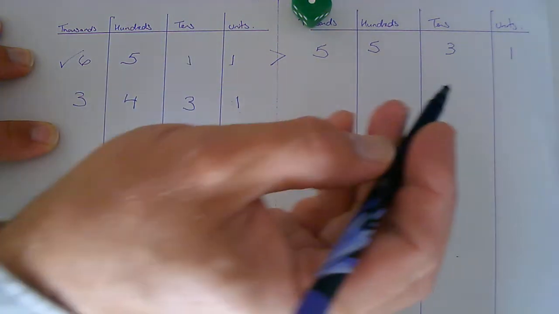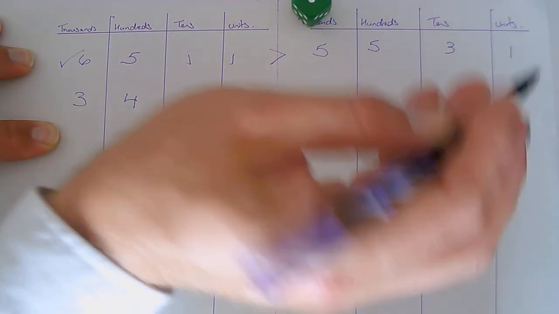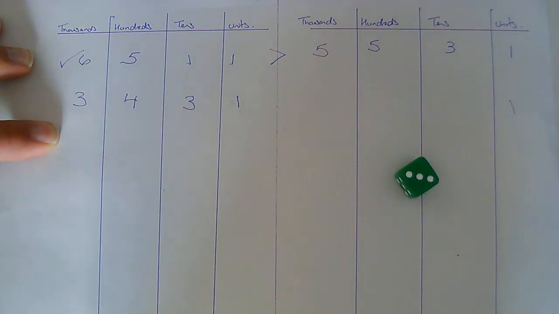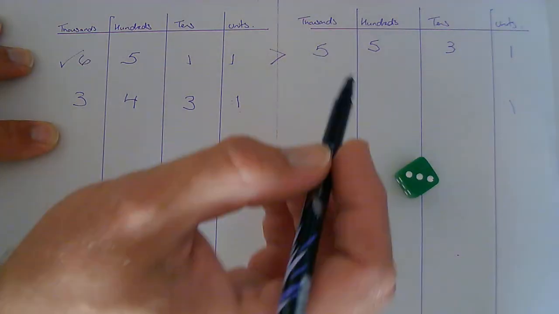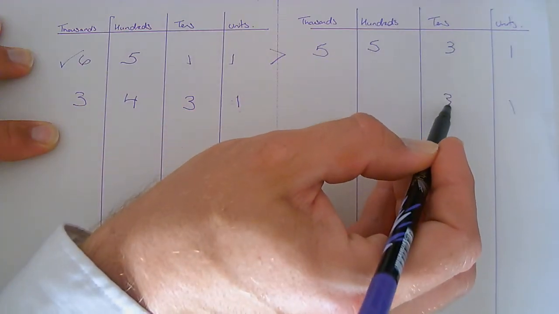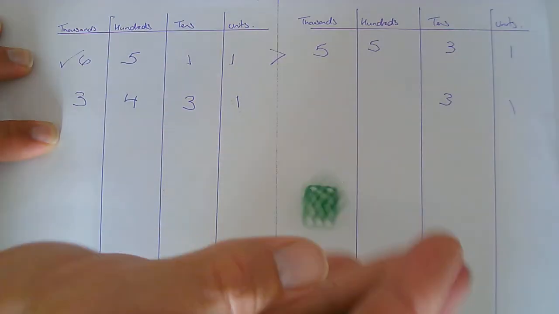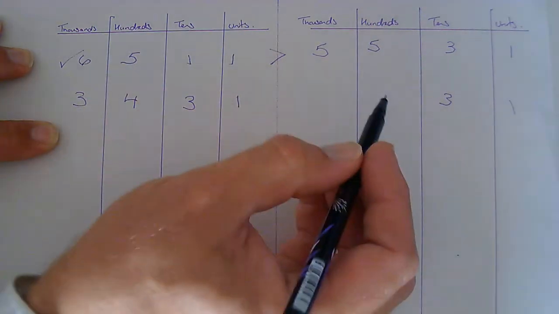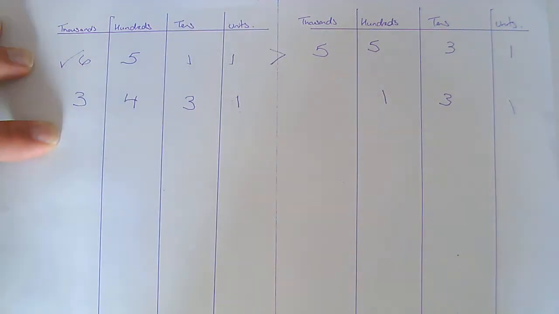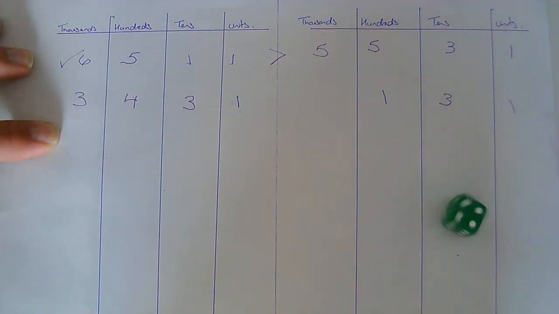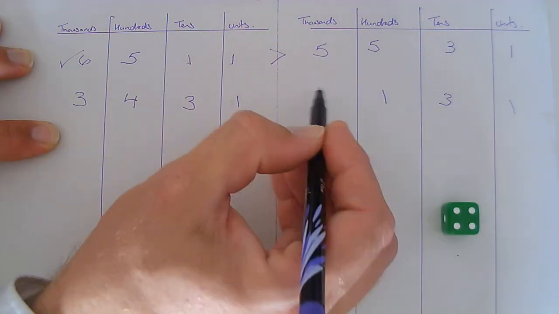Second player goes again. They get a 1, so they're going to put it into the units column down here. They get a 3, so they're going to put it into the tens column again here. Get a 1, so they're going to put it into the hundreds column, because that's the column with the least value that we've got left. And they get a 4, so they're going to put it into the thousands column.